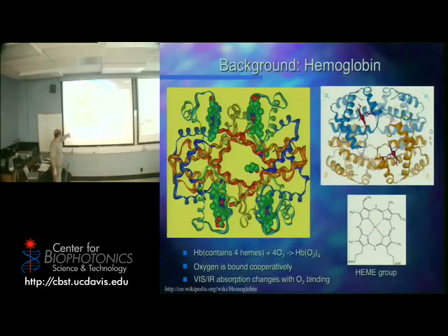So, each hemoglobin contains 4 hemes. This is a heme group right here. And the oxygen is bound cooperatively, as I just mentioned.